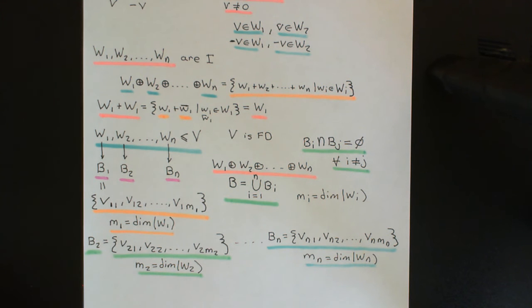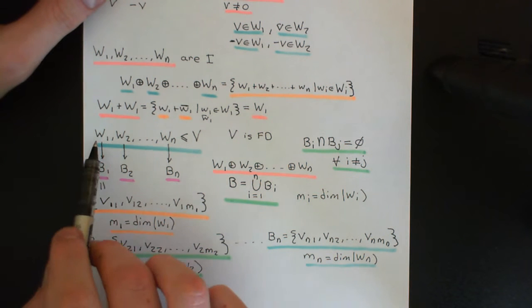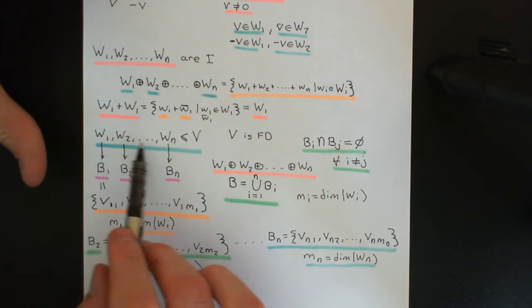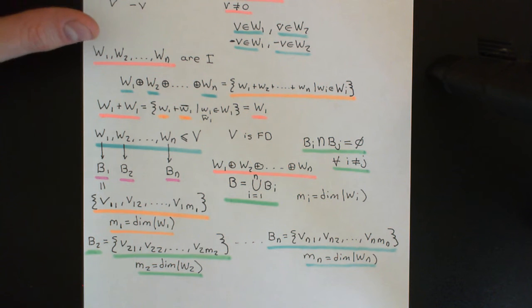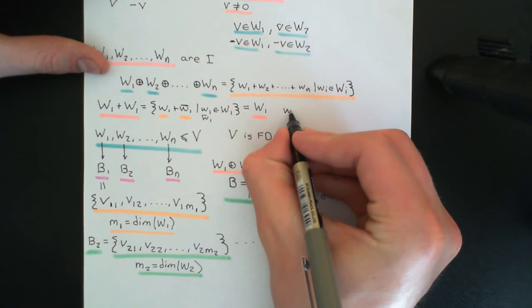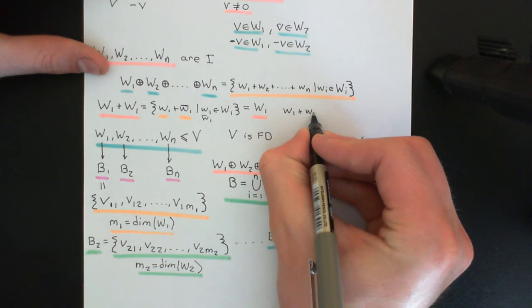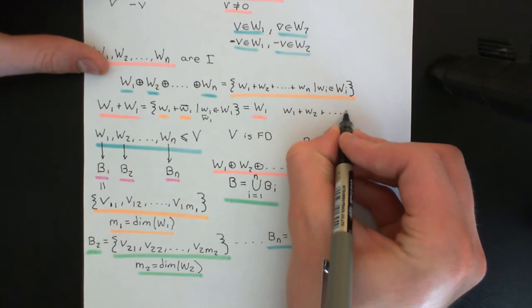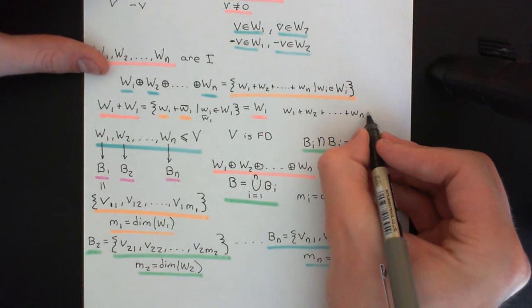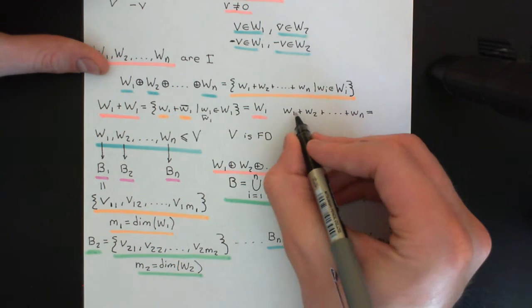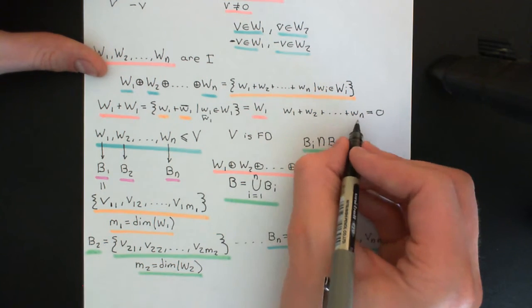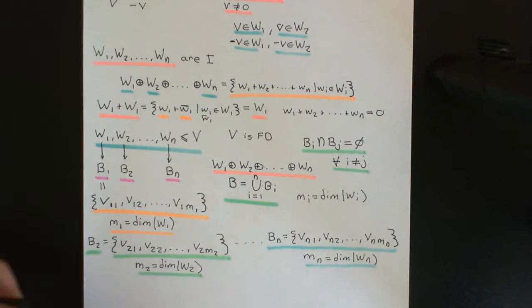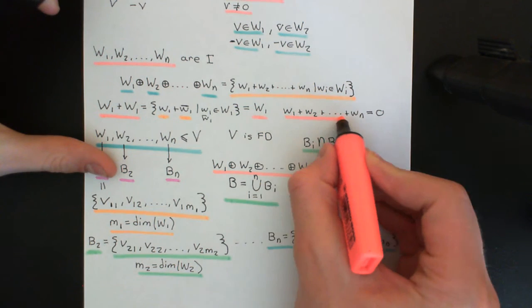This comes from the fact that these subspaces, W1, W2, all the way up to Wn, are independent. We said they were independent, and remember what that means. That means that if I take a combination of vectors from them, w1 plus w2 plus all the way up to wn, the only way that I can get a combination that will sum to give the zero vector is if all of them are the zero vector, if you pick the zero vector from all of the subspaces.